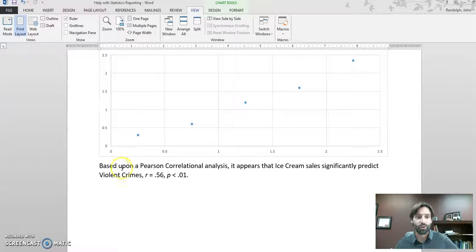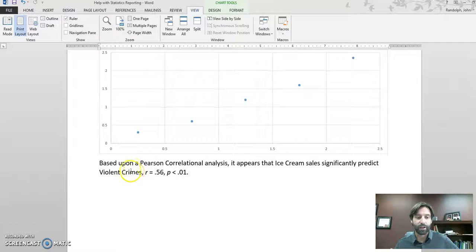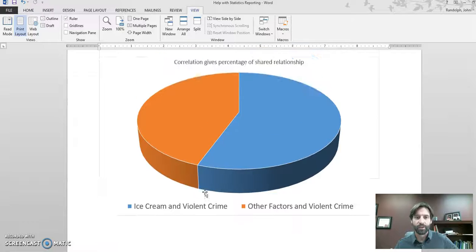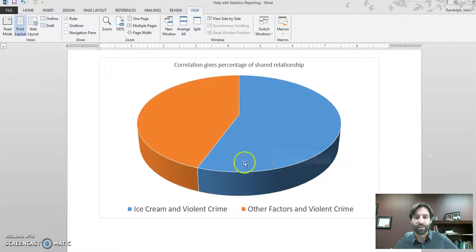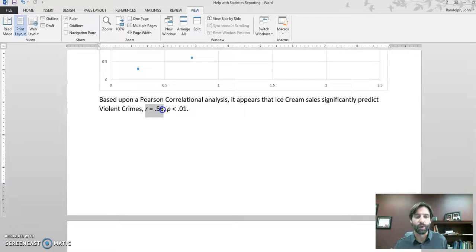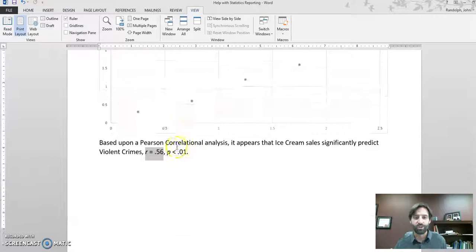So when we're doing a correlation, that's what we're really looking at. By doing a Pearson correlational analysis, we can say it appears that ice cream sales significantly predict violent crime. So you have an R number here. That's what your actual statistic tells you, it is 0.56. And it'll also give you a probability. In this case, it gave us a probability of 0.01. If we go back up here, you can see this is roughly 56% of this whole pie chart. That's basically what this 0.56 number behind the R is. It's telling you the percent of the relationship that's shared.